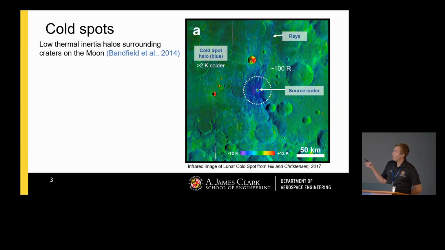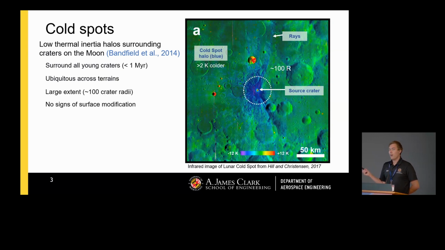So they are cold, that blue area, because the surface regolith there is looser than the background or the green regolith. So you get this sustained temperature difference at nighttime. And so you're going to see them everywhere on the moon, across terrains, any young crater, and they're quite large. So the average halo radius, which is indicated by this dashed circle, which is not to scale, is about 100 crater radii. So we're talking 20 or 100 kilometers from the source crater. So much further away than surface ejecta could be modifying the surface.